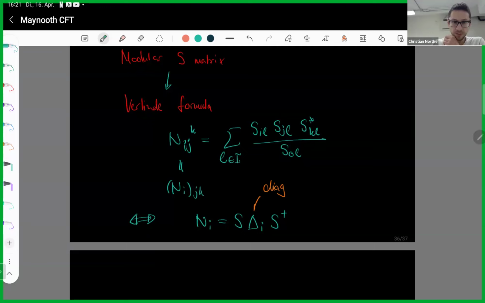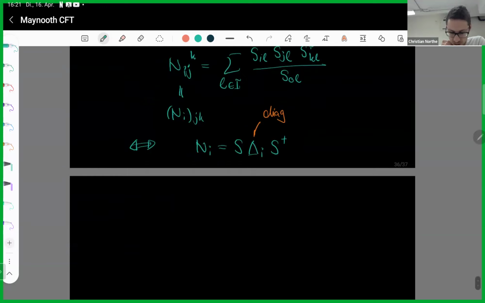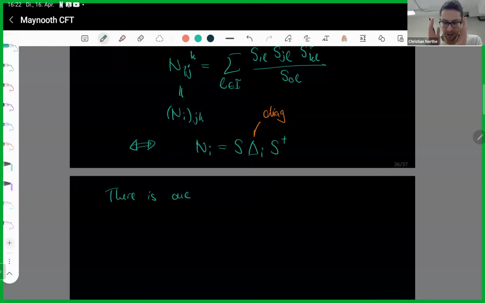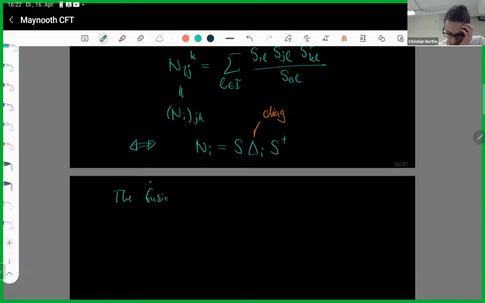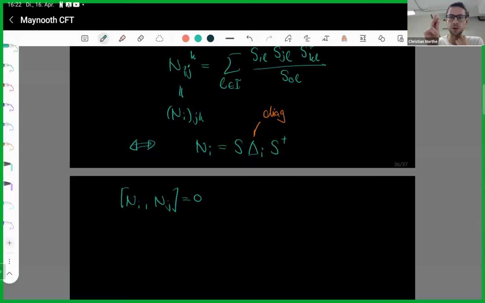And importantly, there's one eigenvalue, and there's an exercise for this. So I should be concrete. So let's write this. So the fusion matrices commute, right? Ni and J, they commute because they furnish a representation of the fusion algebra, and fusion is commutative. We said that in the beginning, right? So that means that they have a shared eigenbasis.